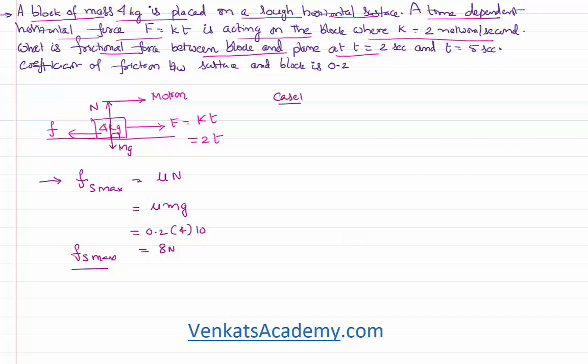Case 1, when time is 2 seconds, then F applied is kT. K is given as 2, t is also equal to 2, so 4 Newton. So in this case, on the body there is a force of 4 Newton. Friction cannot become Fs maximum because when the applied force is less than Fs maximum, static frictional force will self-adjust itself to the applied force and keeps the body in the state of rest itself.